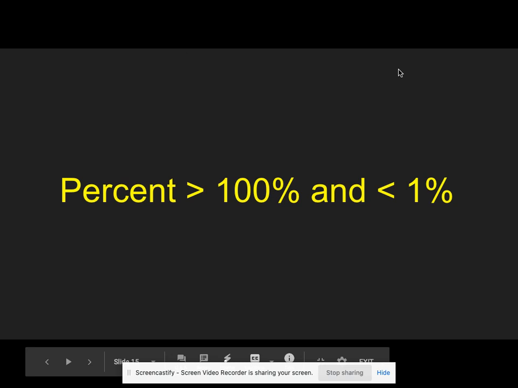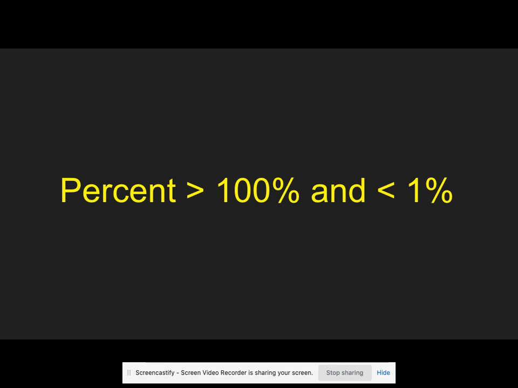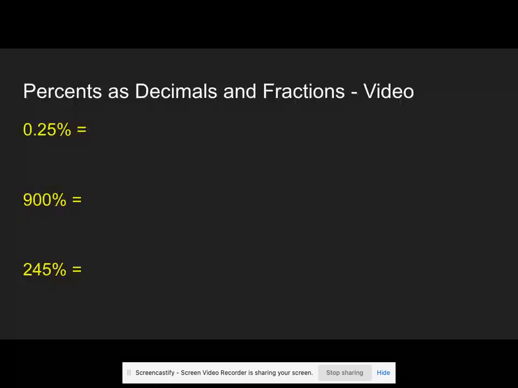Percents that are greater than 100% or less than 1% is what we're going to take a look at today. And so the first part is we are going to go percent as decimal and fraction. So you're going to have to write each one of them in both a decimal and as a fraction in simplest form. So remember, percent to decimal, I move my decimal point 2 places to the left, which is the same as dividing by 100.